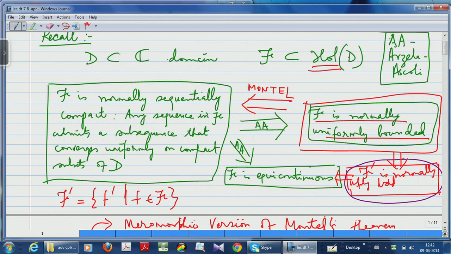But now suppose I am given a family of analytic functions on a domain, and suppose I am not given that the family is normally uniformly bounded. I cannot apply the original Montel theorem. Instead, suppose I am given that the family of usual derivatives, which makes sense for analytic functions, is normally uniformly bounded. I cannot apply Montel's theorem, because I do not have the normal uniform boundedness of that family itself. I have only the normal uniform boundedness of the derivatives of the family.